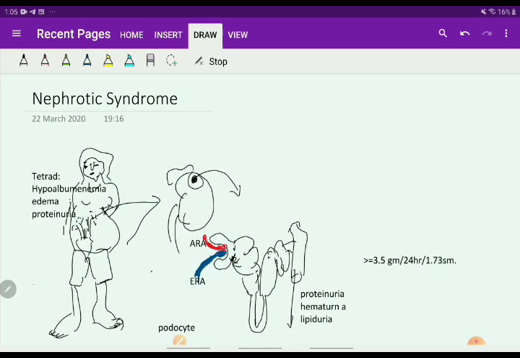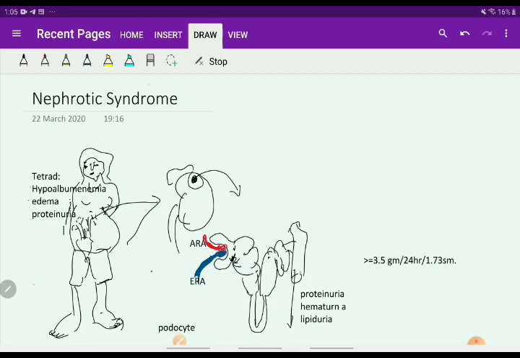Today we'll talk about nephrotic syndrome. It's mainly composed of three important presentations. Thus we call it a tetrad: hypoalbuminemia, edema, and proteinuria. The patient presents with features of fatigability, malaise, anorexia, and complains mainly of distension of the abdomen and swelling of the lower limbs, which may extend up to the genitalia.